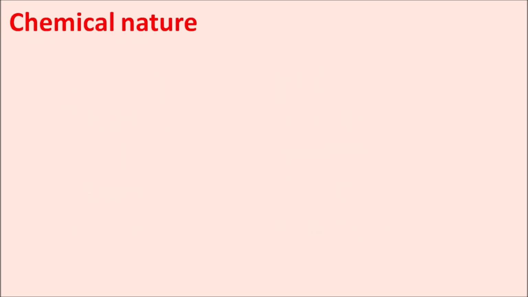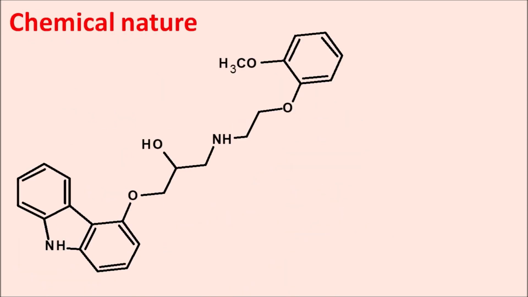Now let us see the chemical nature of this drug. So this is the structure of carvedilol. Just like other beta blockers, this carvedilol also has the same side chain which is attached to an aromatic ring system. So let us give the numbering to the side chain. This is 1, 2 and 3. So simply it is a propanolamine attached to the aryl group. So carvedilol is again an aryl oxypropanolamine.